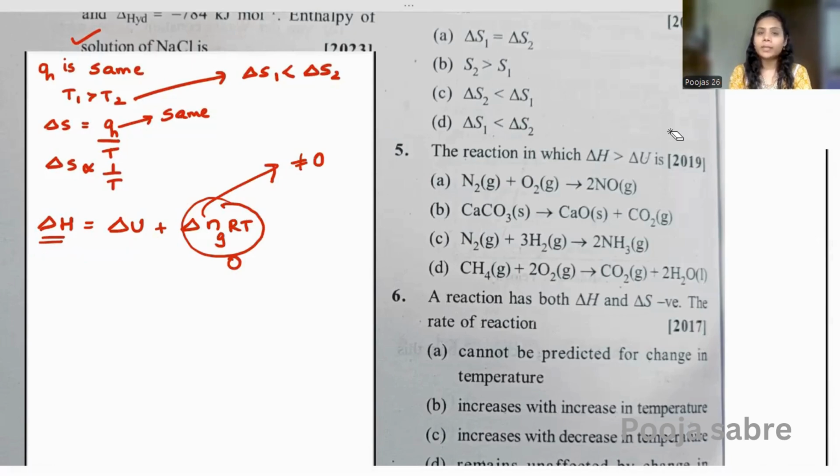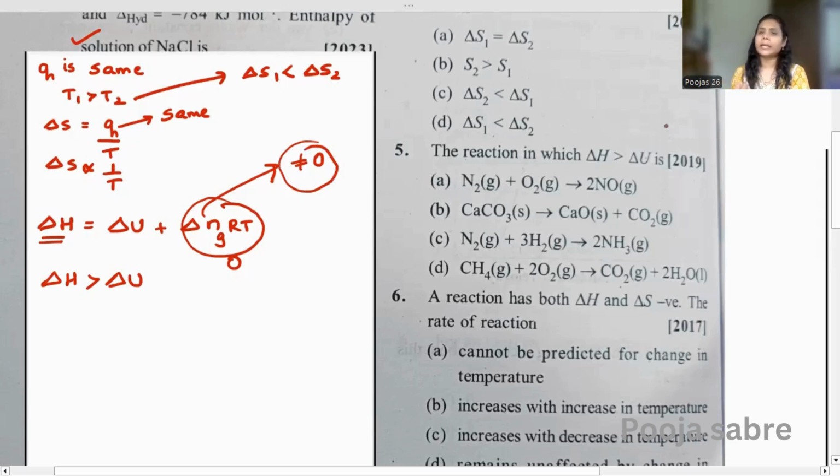But what we have been asked is that delta H is greater than delta U. So when will that happen? When delta n is not equal to 0. It should be greater than 0. It can be 1, 2, 3, anything. So what do we have to do? We have to select the option where the change in the number of moles should be greater than 0.